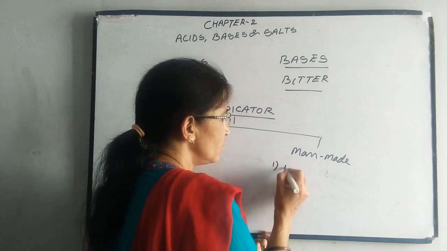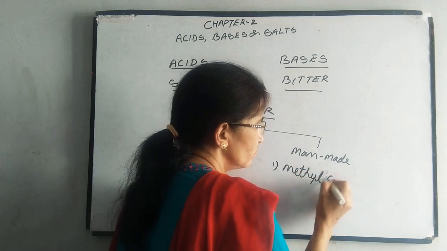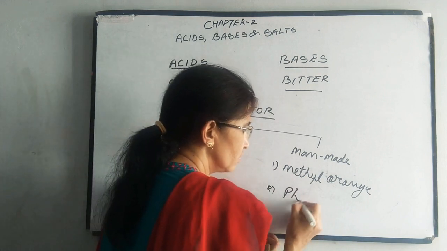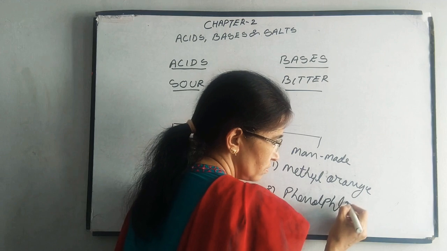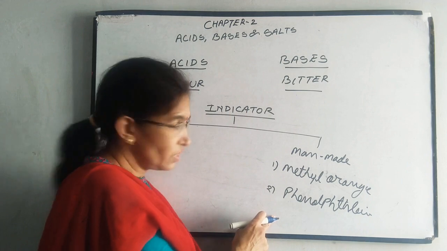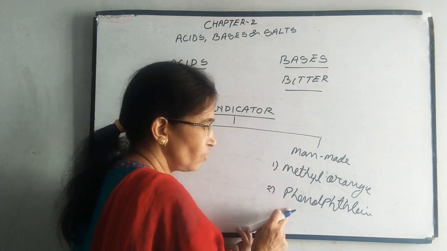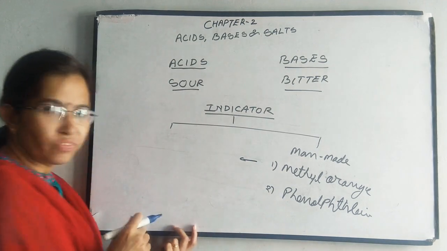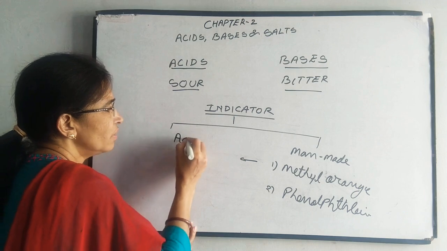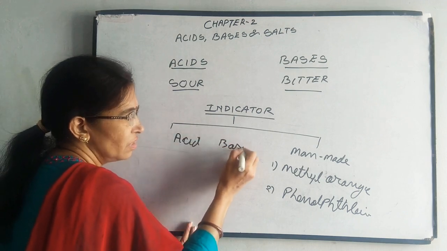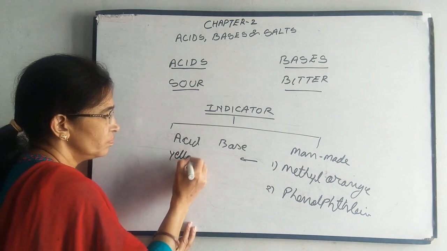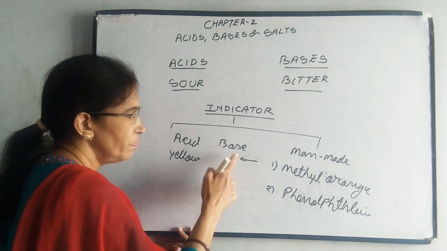The first one is methyl orange, and another one is phenolphthalein. These are synthetic indicators. Now see first methyl orange. What we have to see is the color in acidic and basic medium. So in acid, and this is your base. In acid, methyl orange is yellow. Clear? And in base it is pink.